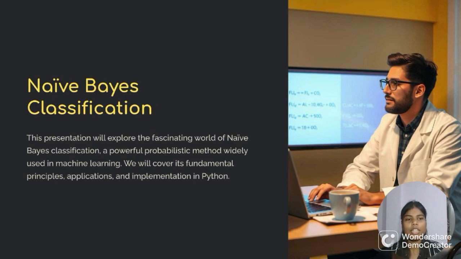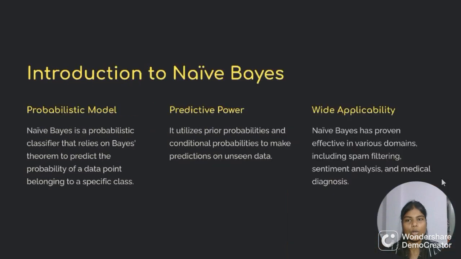So let's move to the Naive-Bayes introduction. Naive Bayes is a probabilistic machine learning algorithm that uses Bayes theorem to classify data based on the probability of each feature given a class. It assumes independence between features, making it a simple and efficient classifier. Naive Bayes is commonly used for text classification, sentiment analysis, and spam detection. Let's move to the Python implementation of it.